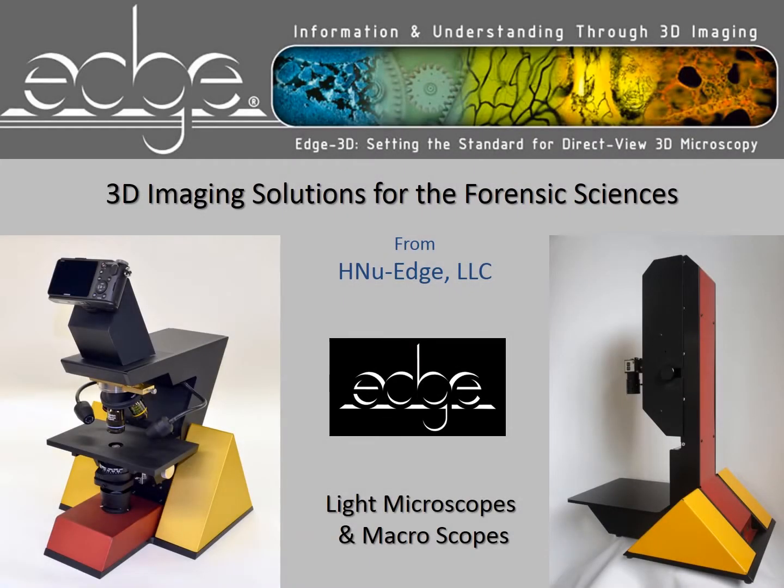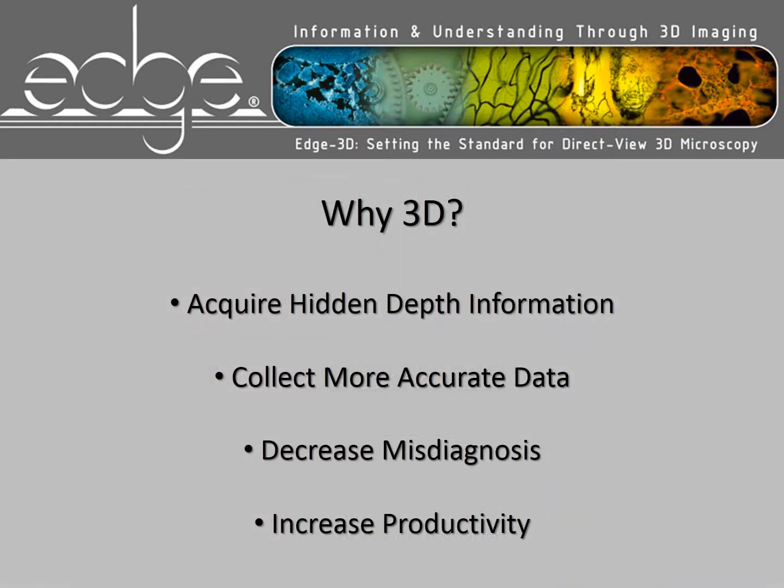Today, there are amazing three-dimensional imaging solutions for the forensic sciences, especially because of the new Edge 3D microscope. Why does one need a 3D microscope? In order to acquire the hidden depth information that exists within the samples being investigated. This allows us to collect more accurate data. This additional information will decrease misdiagnoses and increase productivity.